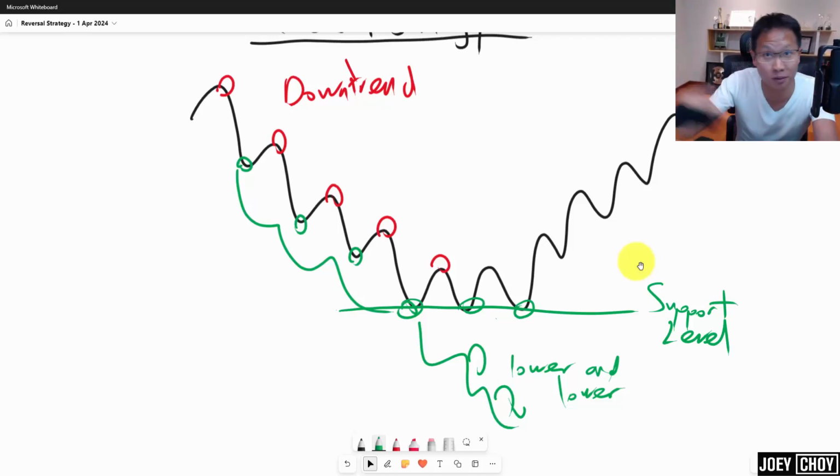Doesn't mean once you touch it, it will surely rebound up, no, right? But we could potentially see a reversal from a downwards movement to an eventual upwards movement. Does it make sense? So how do we get the confirmation of the reversal?